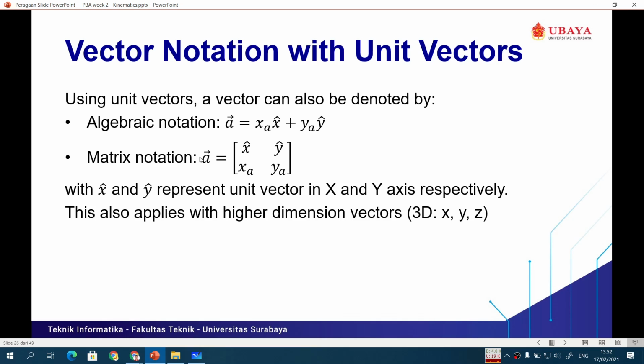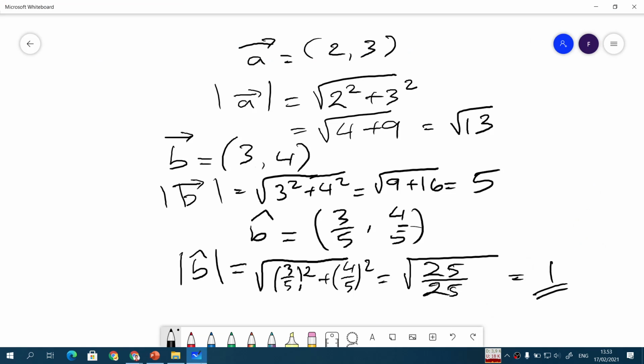I have factor a can be denoted as the component of x multiplied by x hat, and then the component of y multiplied by y hat. So for example here, I can also write down the factor a as 2x hat plus 3y hat. In the same manner, I can write down this p factor as 3x hat plus 4y hat.